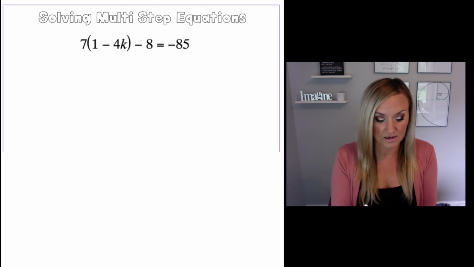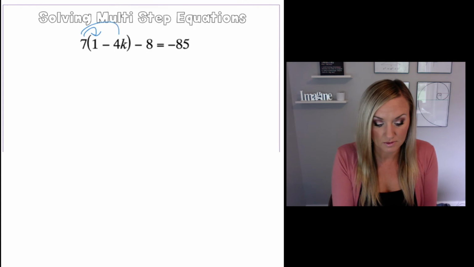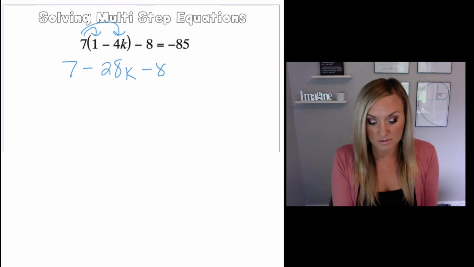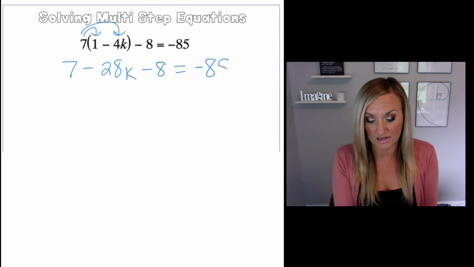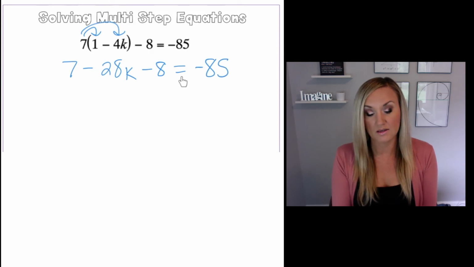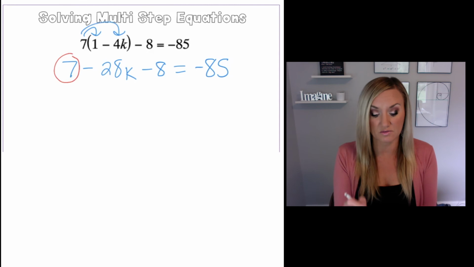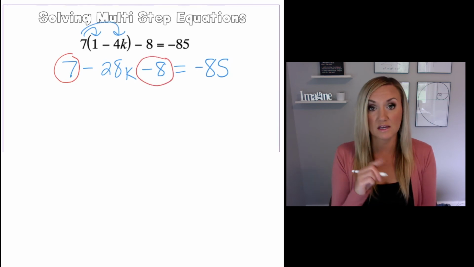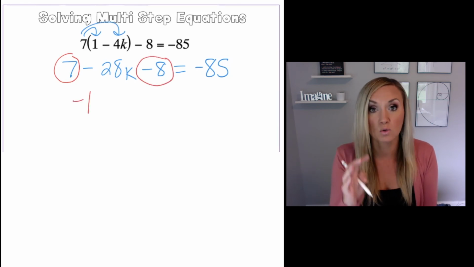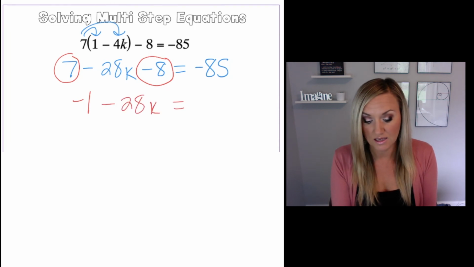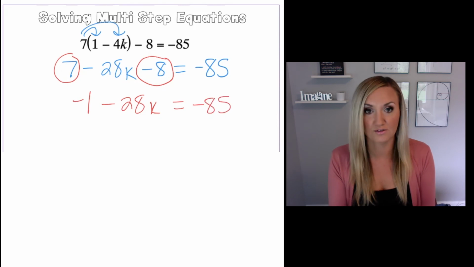Let's go ahead and distribute that 7. Good job. So we have 7 minus 7, 14, 20, 28, k. Subtract the 8 equals a -85. All right. Do you see any like terms that we can combine? I do, right? Hopefully you see it's the 7 and the -8. So 7 minus 8 is a -1. We're going to drop down everything else. So subtract the 28k, and it equals a -85.